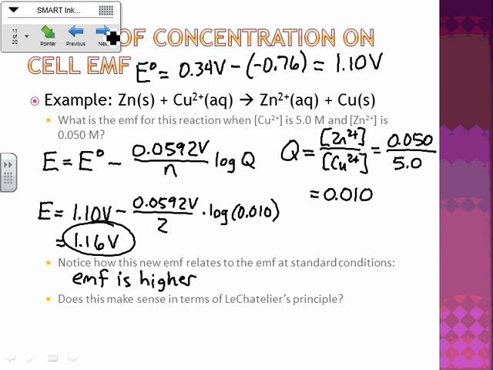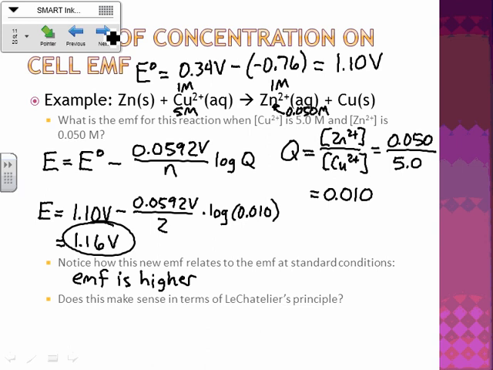All right, so let's think about Le Chatelier for a second here. What did we do? At standard conditions we have 1 molar of this and 1 molar of this, and now we have 5 molar of this and 0.050 molar of the zinc. So we just greatly increased the concentration of the reactant, which pushes the equilibrium towards the products. Okay, that kind of makes sense, right? We made it more spontaneous in the forward direction by doing this.